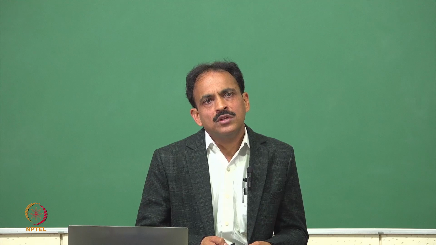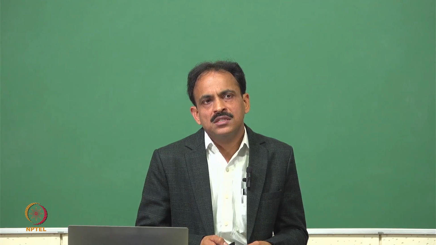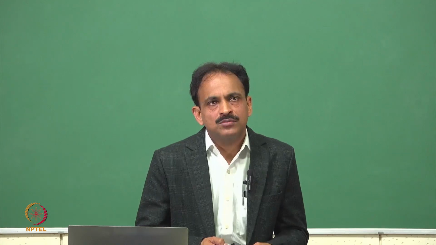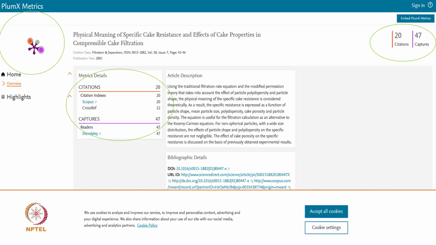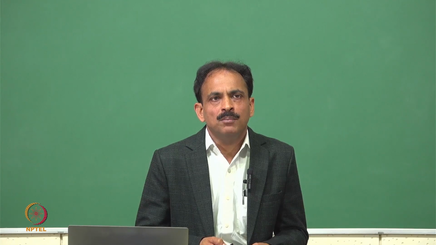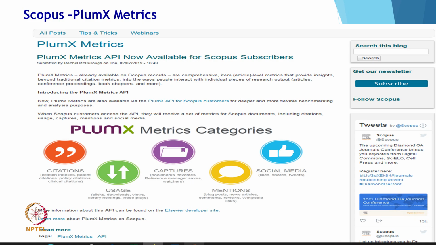It is integrated into Elsevier products like Scopus, ScienceDirect, SciVal, and Pure. It is a subscription-based product, and it is available only via subscription. So in all the products from Elsevier, you will find this sign of Plum X metrics, and it will give you the complete data on those 5 components.